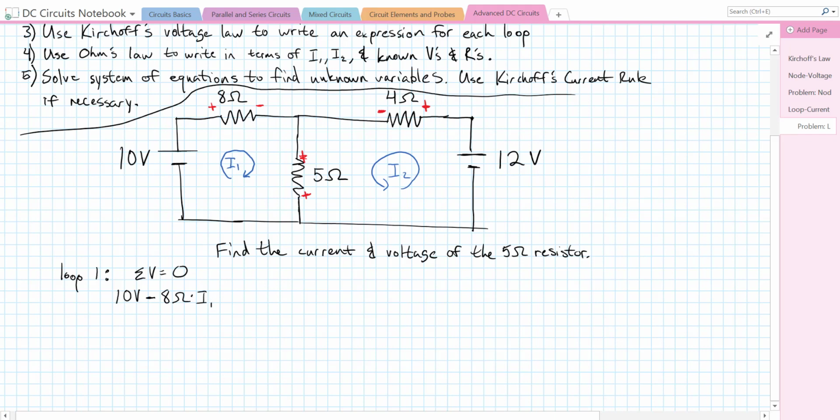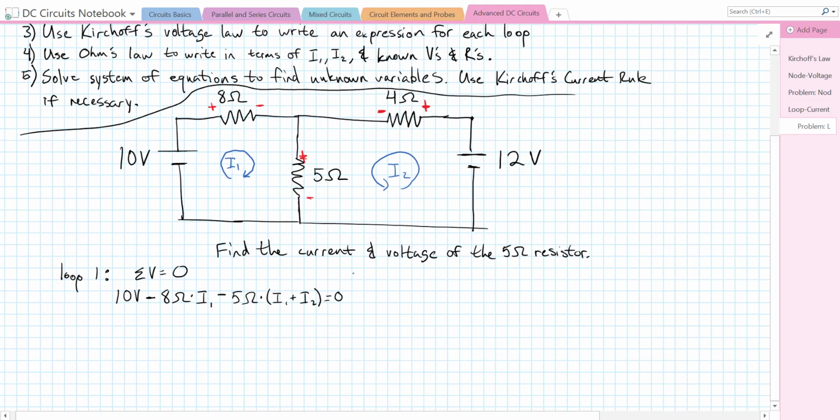And then, oops, I made a mistake when I drew my 5 ohm resistor with my polarity. Let me fix that quickly. And that I1 goes through the 5 ohm resistor. The 5 ohm resistor has two currents going through it, though. It's a voltage drop, so I'm going to do a minus 5 ohms times the total current, which is I1 plus I2. They're both going in the same direction, straight down. So that works out just fine, and that is equal to 0.